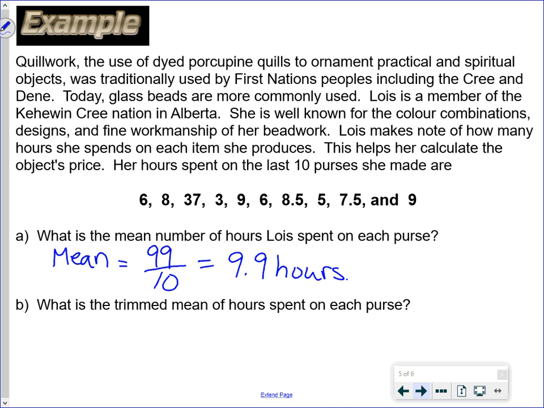What is the trimmed mean of hours spent on each purse? So the trimmed mean means that we're going to eliminate the outliers. And the outliers in this example are 37. I guess the one outlier is 37. When we find the trimmed mean, we need to eliminate the largest outlier as well as the smallest outlier. So 37 is way too big, and the smallest one is 3. So we're going to eliminate the 37 and the 3 from our calculations this time to find our new trimmed mean.